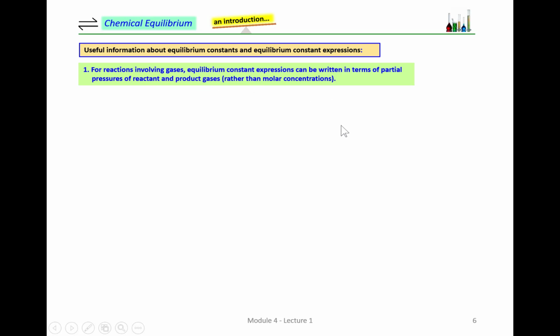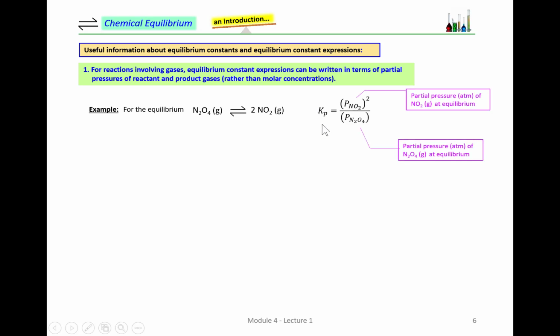So in other words, for our sample reaction that we've talked most about, we can write an equilibrium constant in terms of partial pressures. So you can see that instead of the molar concentration of NO2 squared on the top, we have the partial pressure of NO2 squared, and on the bottom we have the partial pressure of N2O4. Both of these pressures would be in units of atmospheres, and the equilibrium constant K, instead of having a subscript C, has a subscript P, which just means that we're expressing the equilibrium in terms of partial pressures in units of atmospheres.